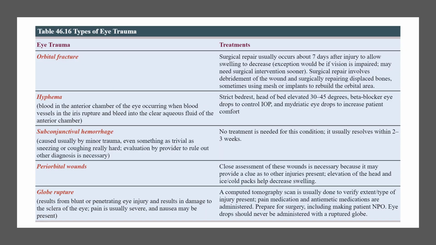And this is our last slide of this module. This table is from your textbook, and it describes the types of eye trauma. It's straight and to the point. I recommend you read it. It shows the type of eye trauma and the treatments. And that concludes the eye disorders in this module.